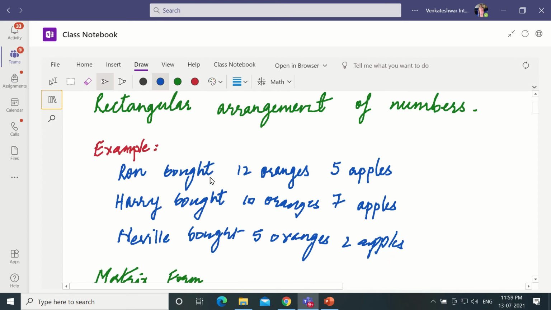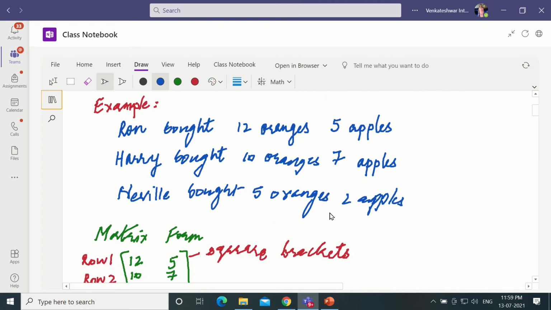Now I have taken this information about three people who bought a certain number of oranges and apples, and portrayed it like this. So Ron bought 12 oranges and 5 apples. Harry bought 10 oranges and 7 apples. And Neville bought 5 oranges and 2 apples. So this information I can portray in a note format, or I could portray it in a rectangular format in rows and columns. So a matrix is nothing but a rectangular arrangement of numbers.